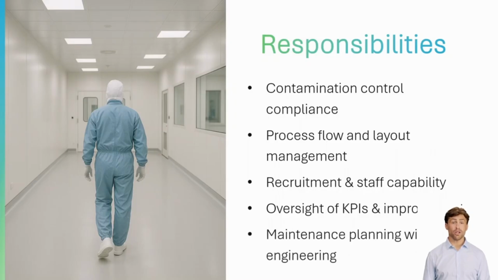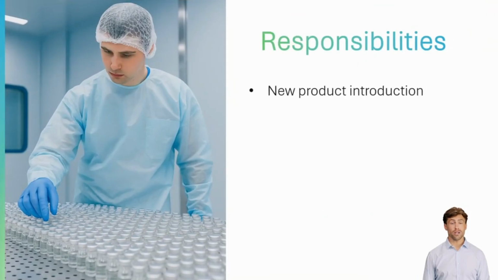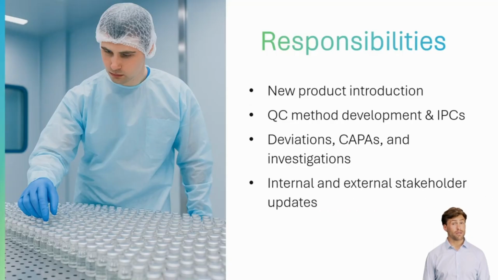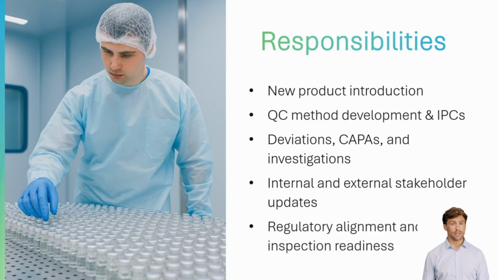Equipment and maintenance. You work closely with the engineering team to make sure isolators and other equipment stay qualified and working. New product introduction. You help launch new medicines, including validation and process testing. Testing support. You work with quality control to plan sample testing and make sure results support batch release. Investigations. If something goes wrong, like an environmental alarm, you help find out why and fix it. Communication. You update other teams like pharmacy, quality, and senior leaders with the information they need. Regulatory readiness. You keep the site ready for inspections and ahead of changes in the rules.